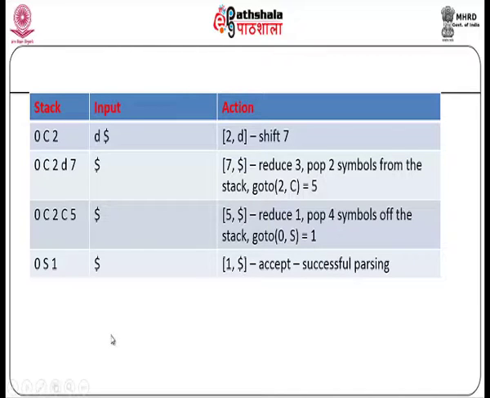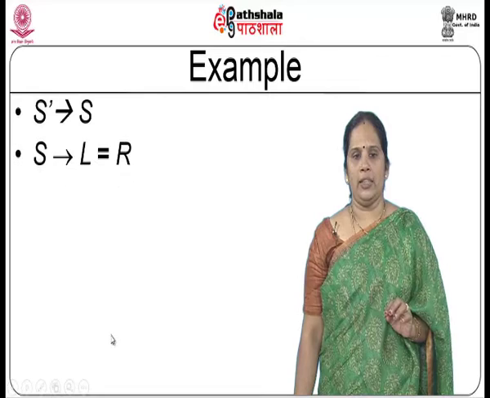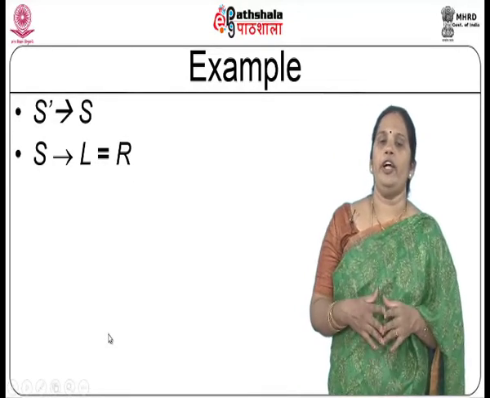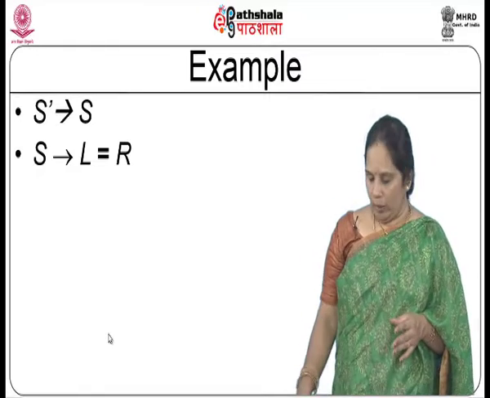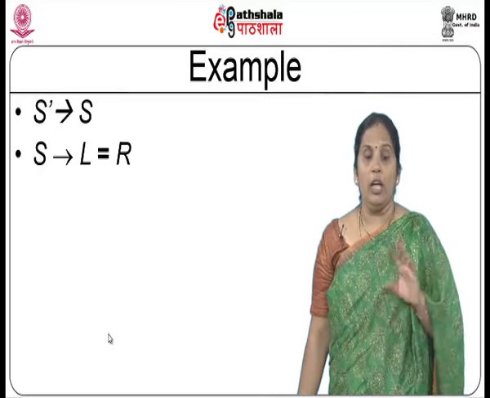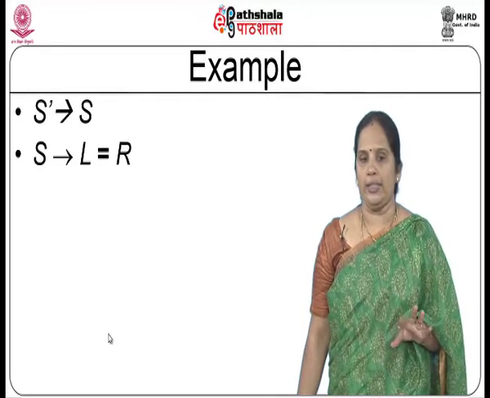So this is about canonical LR parsers. So let us take the example which we discussed in the SLR parser, where we had a shift reduce conflict. Now this canonical LR parser is a powerful parser, so there should not be any conflict here. That's what we are trying to understand.